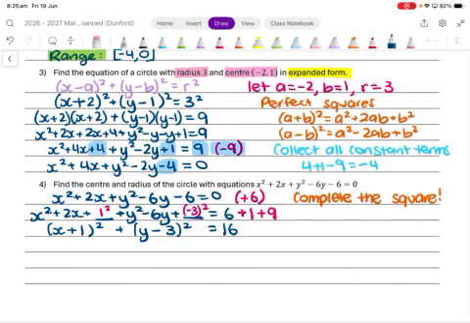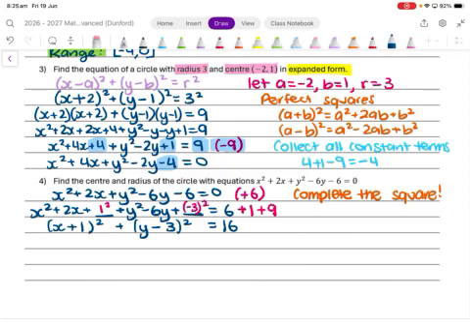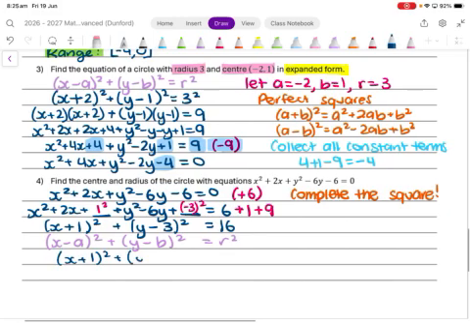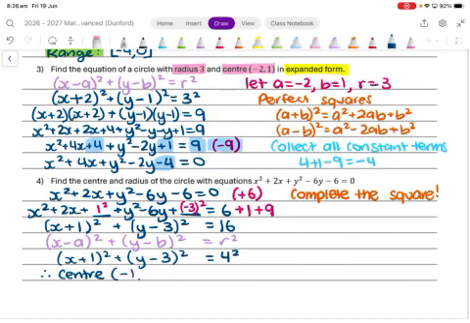Okay, then we want to rewrite this so it is in the form of x minus a all squared plus y minus b all squared equals our r squared. So our left-hand side is fine, our x plus 1 all squared plus our y minus 3 all squared. It will then equal, if 16 equals r squared, 4 squared. Okay, so this means that therefore our centre is negative 1, positive 3, and our radius is equal to 4.